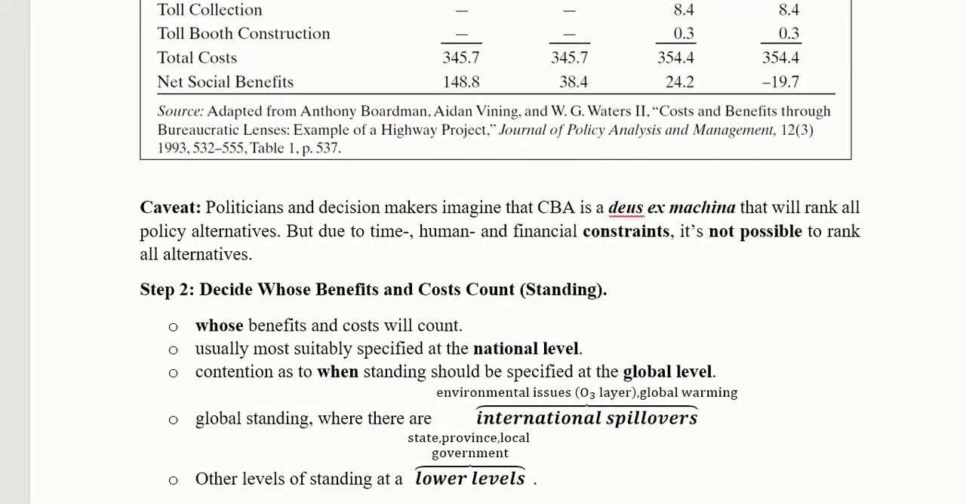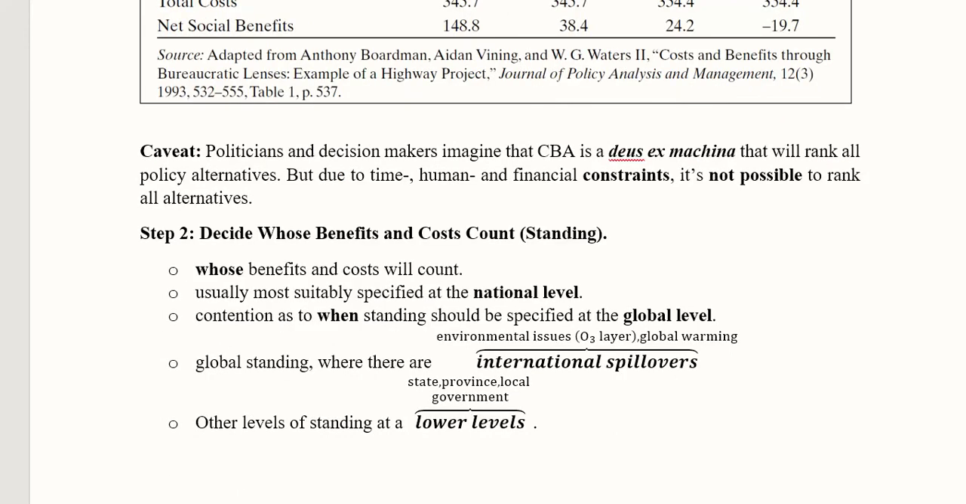Due to the large number of possibilities, the politicians and the decision makers think that CBA is a kind of tool or a magical machine that can rank all the possible alternatives. But we know that there is a cost of CBA which involves the time component, human component, and other financial constraints, due to which it is not possible to rank all the alternatives because the quantification of Bs and Cs will be a cumbersome task for such a large number of alternatives.